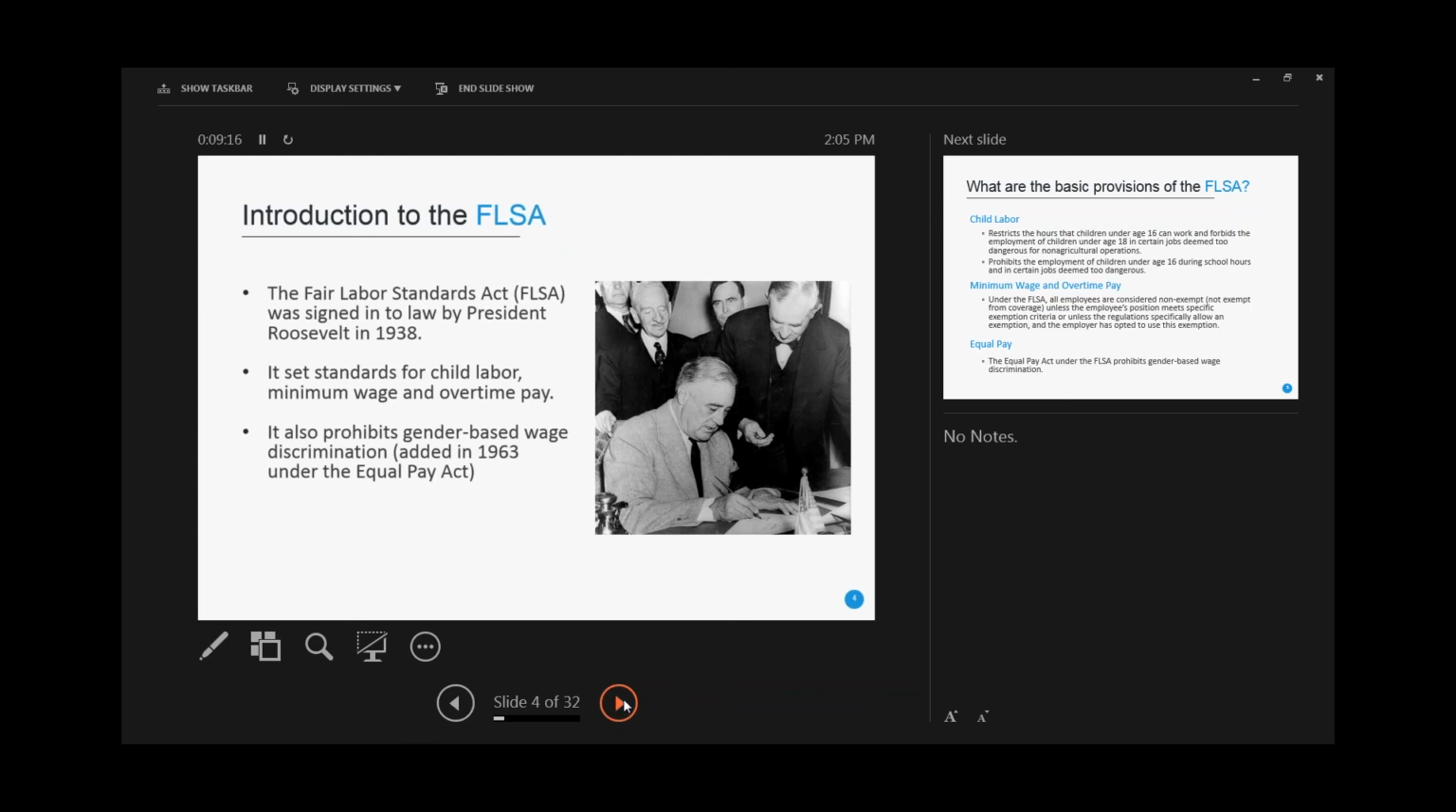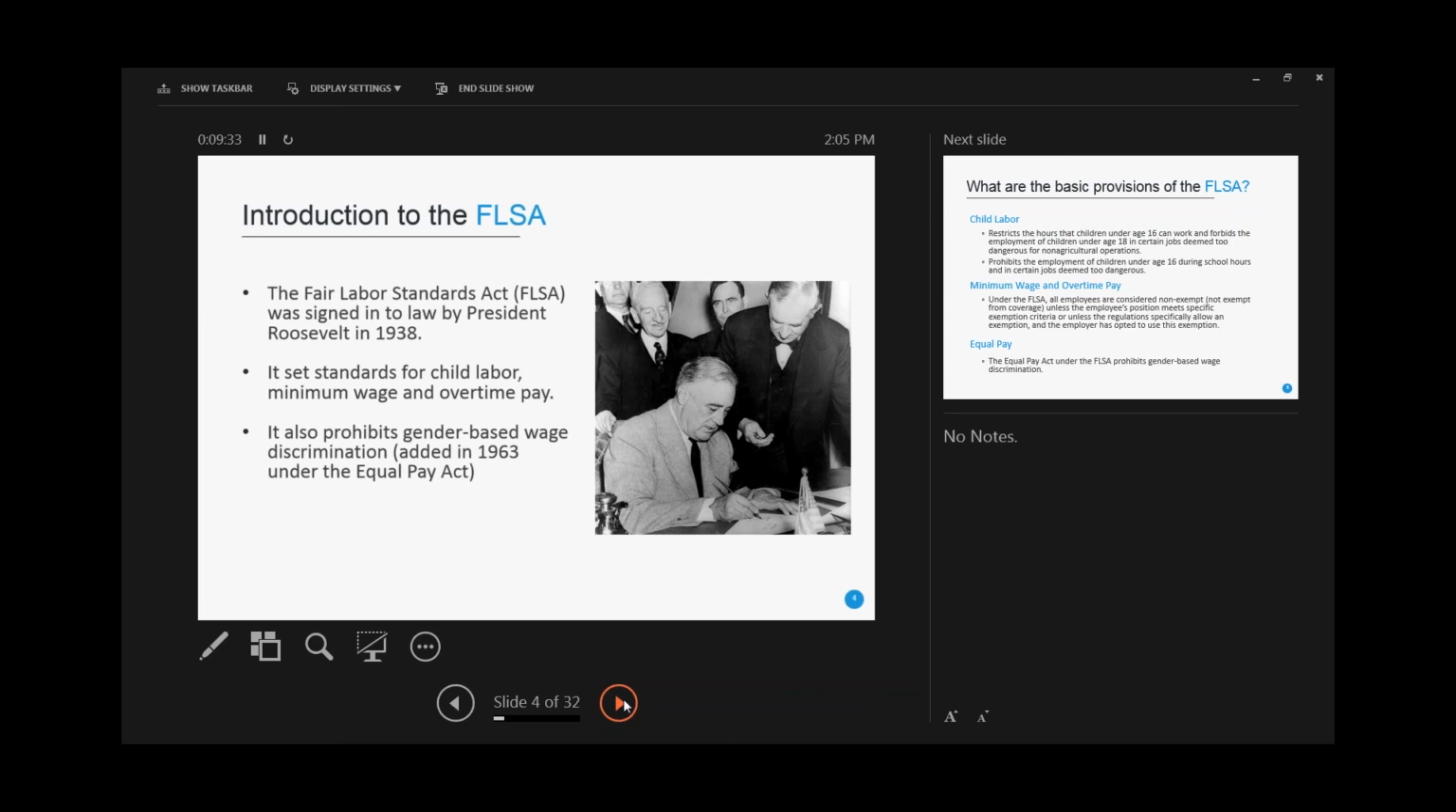The child labor, minimum wage, and overtime provisions of the FLSA were passed in 1938, and these provisions were adopted as a means of economic recovery from the Great Depression. The law sought to ensure a maximum number of jobs which paid a minimum livable wage.